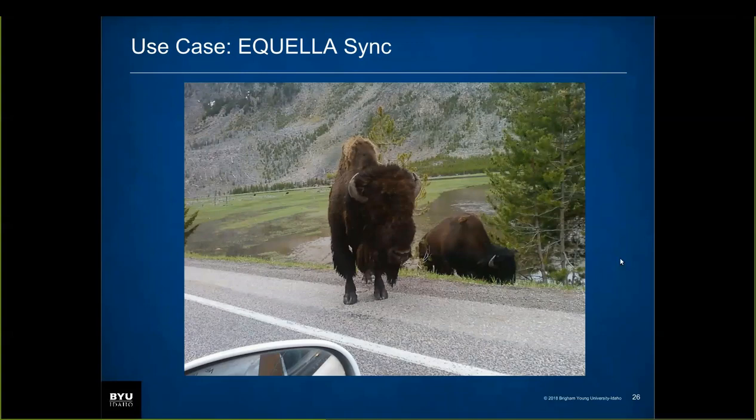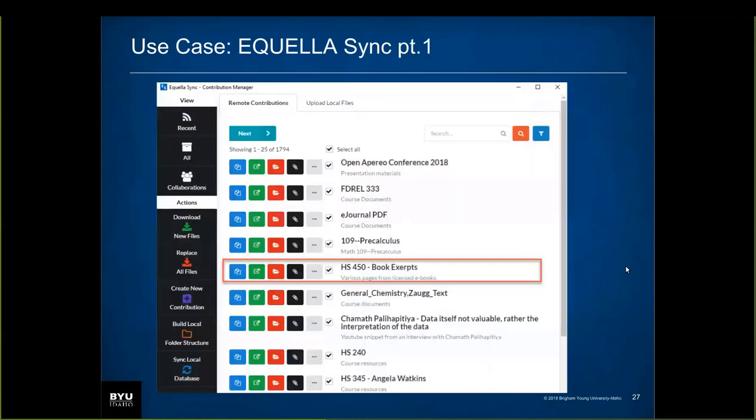But we did have a problem with faculty wanting to adopt. They didn't want to use the web interface. They weren't that excited about using it. So what we've done is we've created an application that runs on your computer called EQUELLA Sync. We've shared the code with Unicon. We're open sourcing it so other libraries can adopt it. We call it EQUELLA Sync.